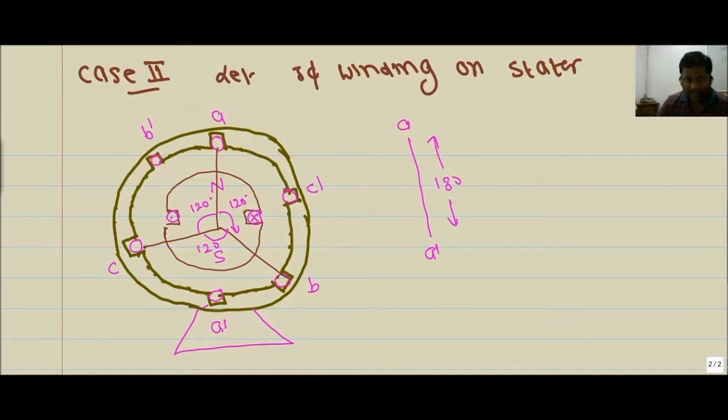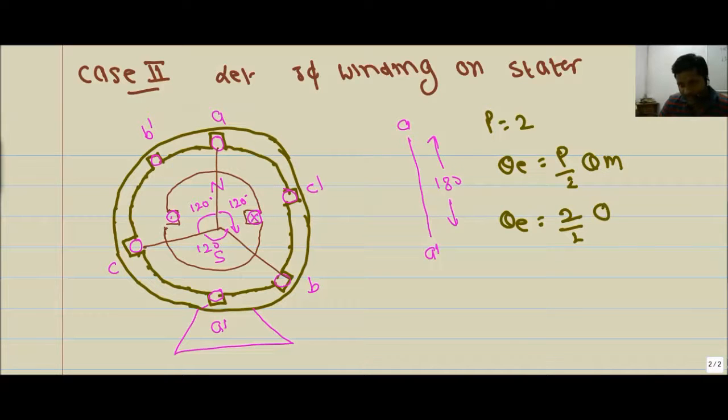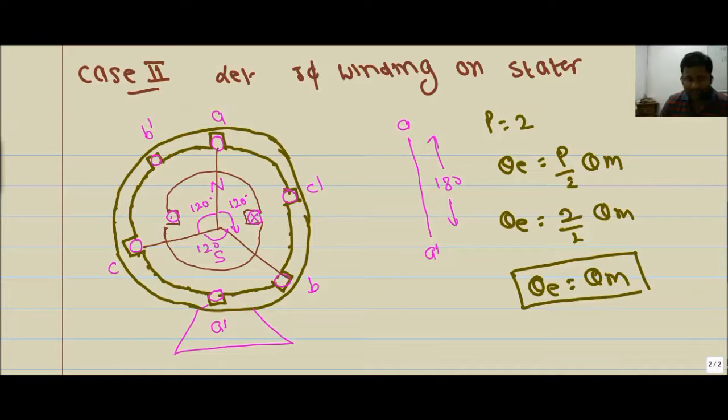Since here we are assuming that the number of poles in the stator and the rotor is 2, then we can say that the electrical angle is P by 2 times the mechanical angle. Theta electrical is 2 by 2 of theta mechanical. So we can say theta electrical equals theta mechanical. This is the basic concept.